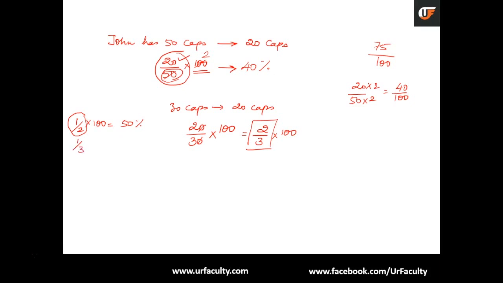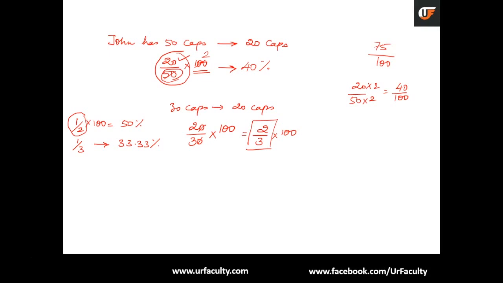Now if it is 1 by 3, if it has to be converted into a percentage, it is 33.33. How do you do that? 1 by 3 into 100 is 33.3. Now we can quickly derive it. 1 by 3, we can quickly say that is 33.33.